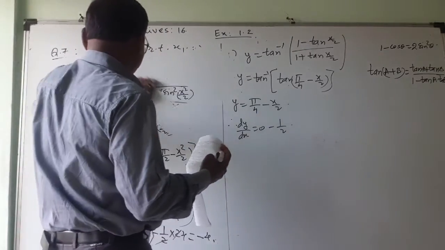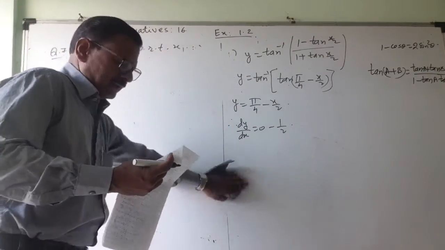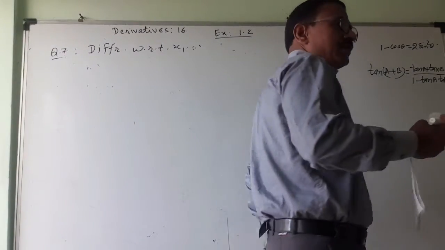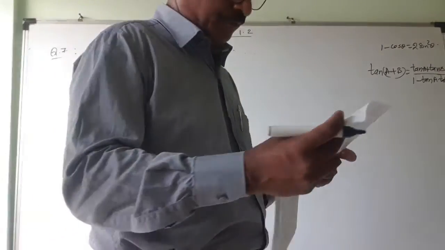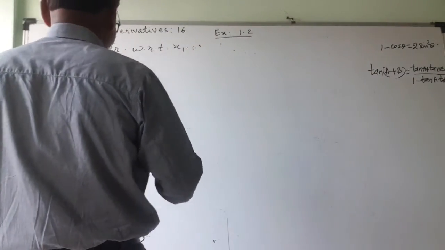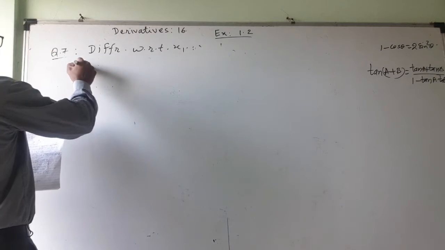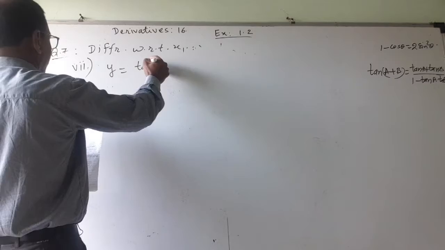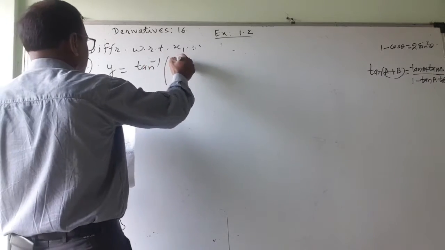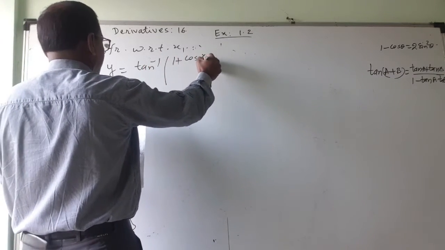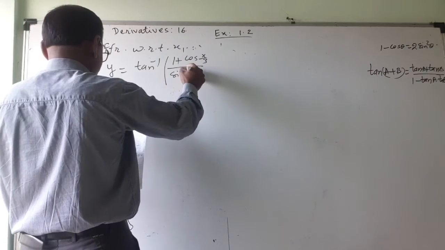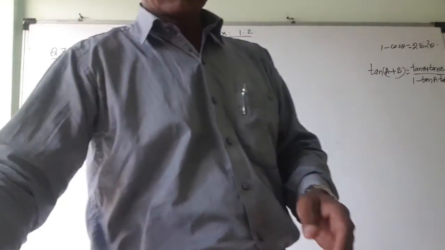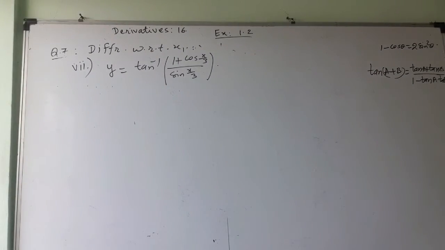So now, this way you have built up the formulae. 7th sum: y is equal to tan inverse of 1 plus cos of x by 3 upon sine of x by 3. Now this type of sums I have solved.